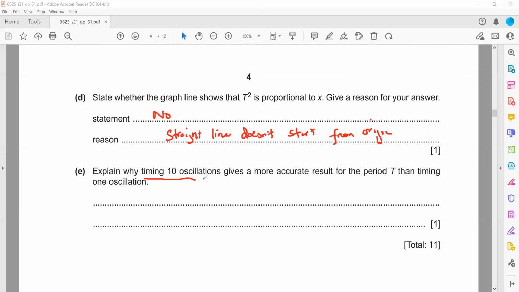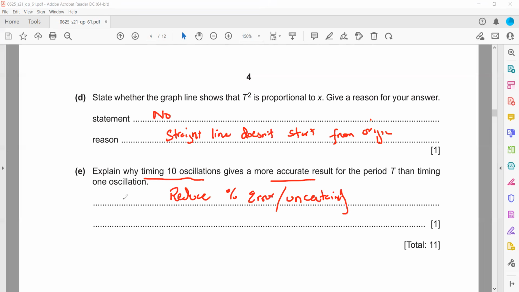Then explain why timing 10 oscillations gives a more accurate result. So why are we not measuring time for one vibration, why are we measuring for 10 or normally 20 vibrations? Because when we measure the time for one vibration, that time interval will be so short that the chance of error is high. Whenever we make a small measurement, the uncertainty, the percentage error, is very high. So we measure time for 10 oscillations to reduce the percentage error, or we can say uncertainty.